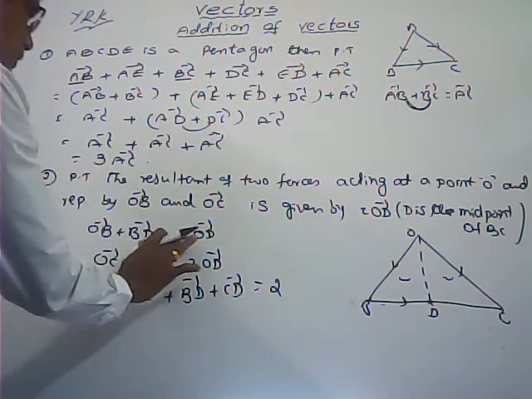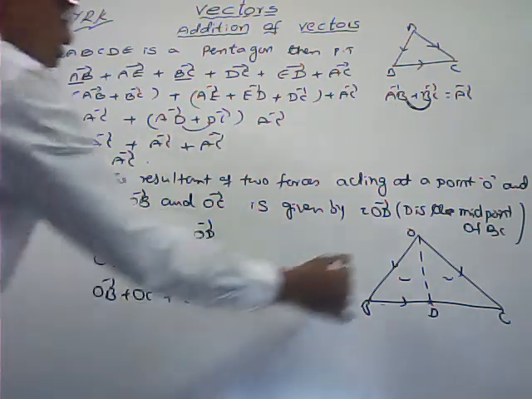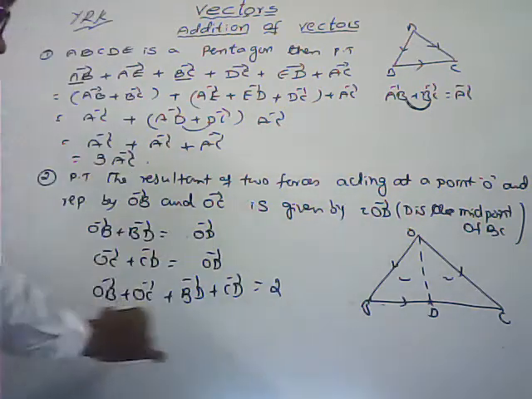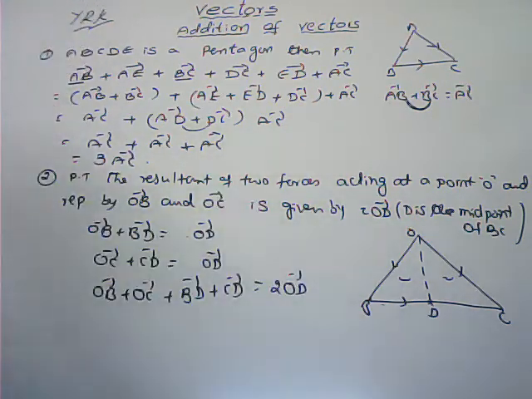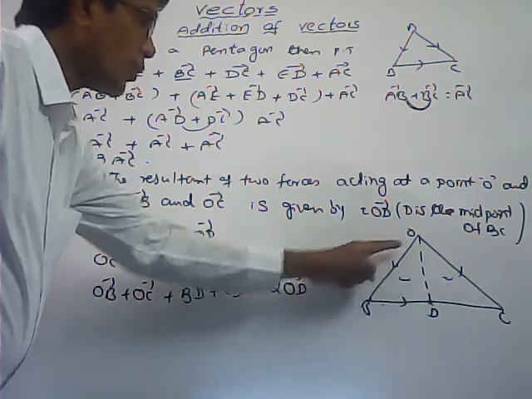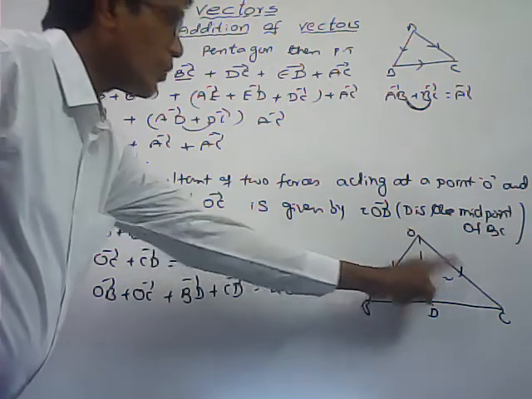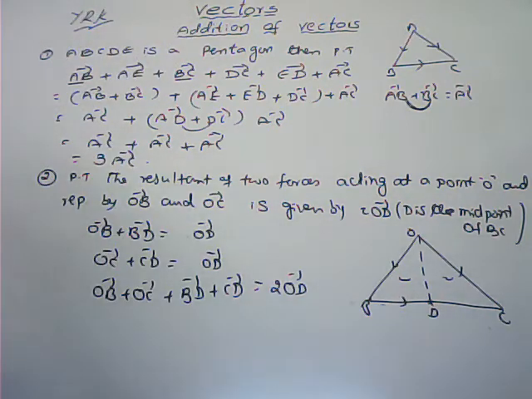Sorry, why have I written it this way? OB plus BD is OD bar only. Now here we can get 2 OD bar. I added these two, applying the triangle law of addition. OB plus BD we can get OD, and OC plus CD we can get OD.